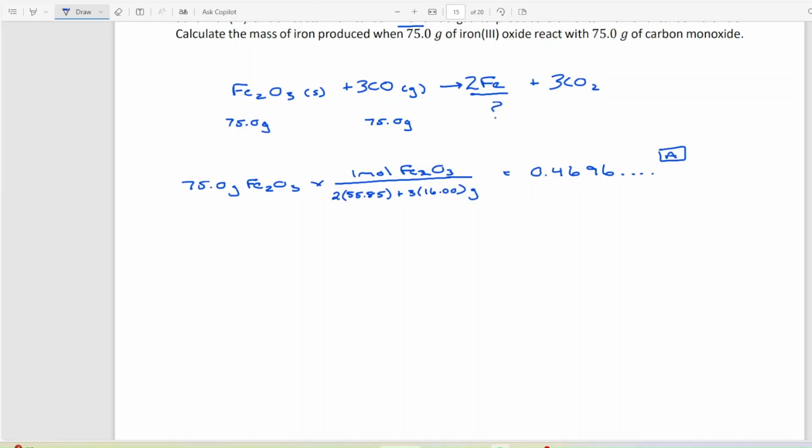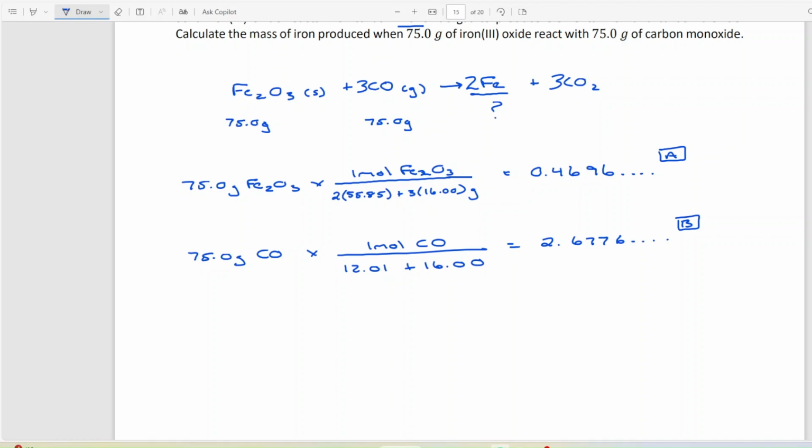Then I'm going to do the same thing with my carbon monoxide. So I've got 75 grams of my carbon monoxide. And again, I'm going to figure out how much 1 mole of carbon monoxide weighs. Well, it's 1 carbon, which is 12.01, and 1 oxygen, which is 16. So then I'm going to plug into my calculator, 75 divided by bracket 12.01 plus 16 unbracket equals, and then I get 2.6776. And I'm going to store this as B, just in case. Okay, now I have to figure out who's the limiter.